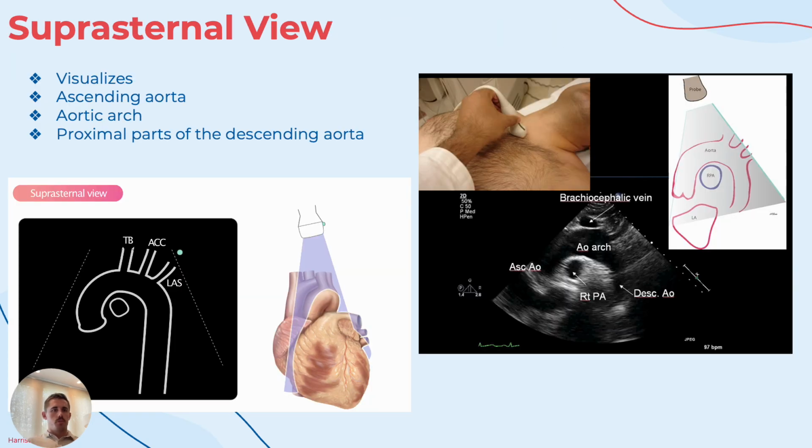Suprasternal view: this is visualizing the ascending aorta, aortic arch, and proximal parts of the descending aorta. Great to see, thinking about dissections, aneurysms, things like that.